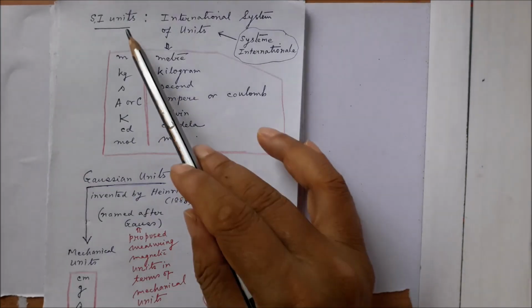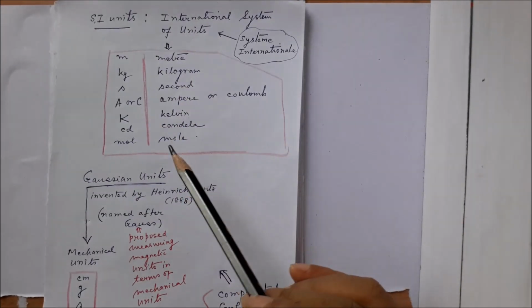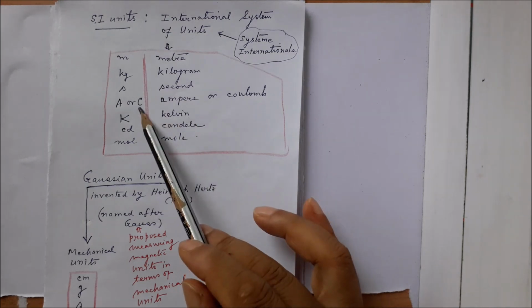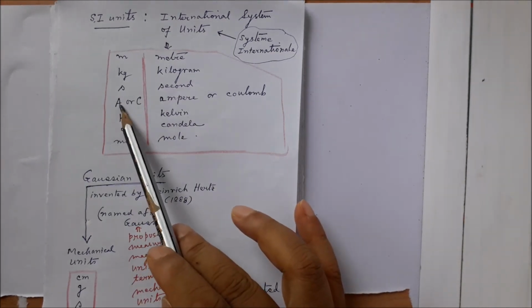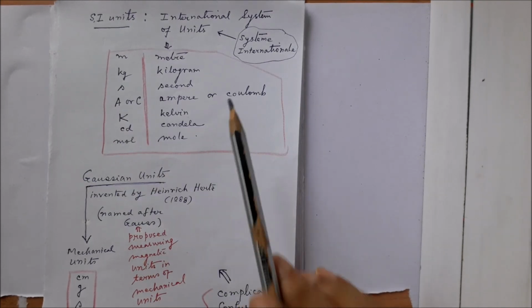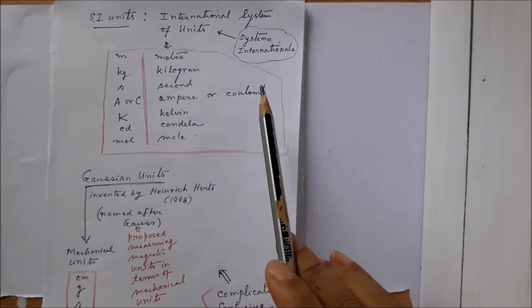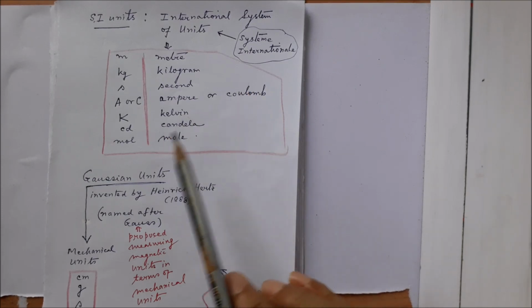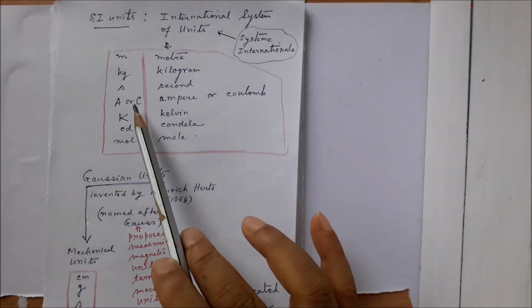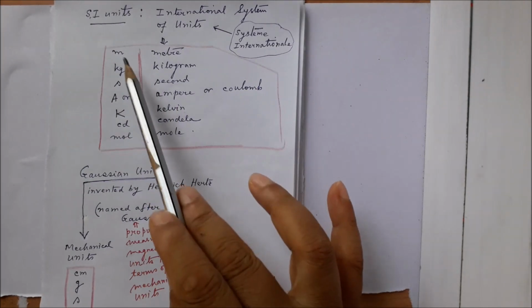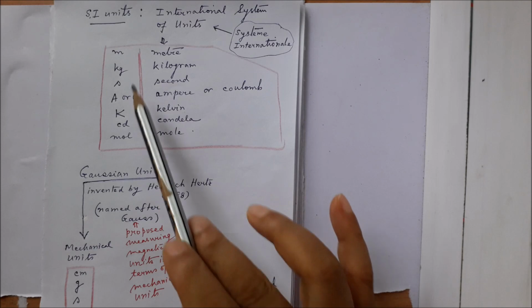In contrast, the SI system has 7 units, and we cannot think without coulomb or ampere. When we are talking of electric field or magnetic field or current, in such situations we have to bring coulomb or ampere in addition to the mechanical quantities, mechanical units.